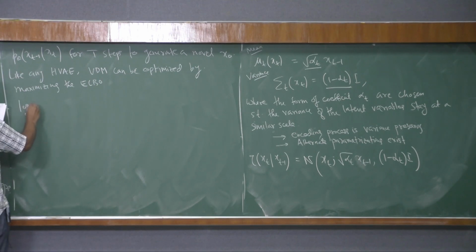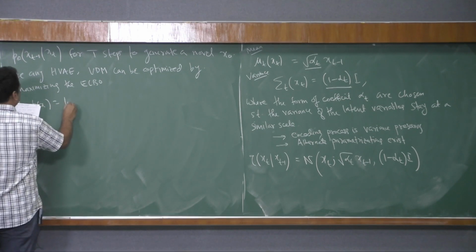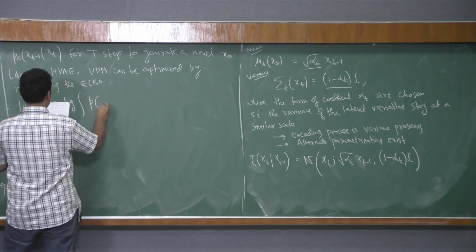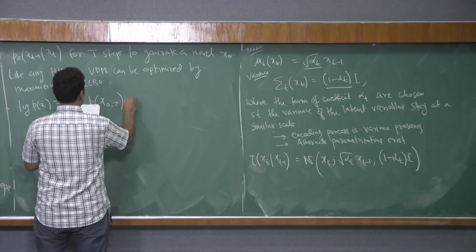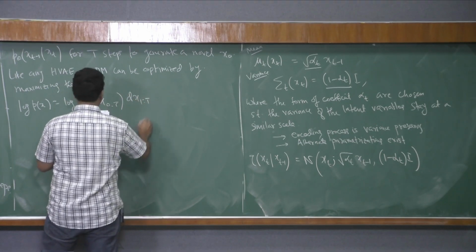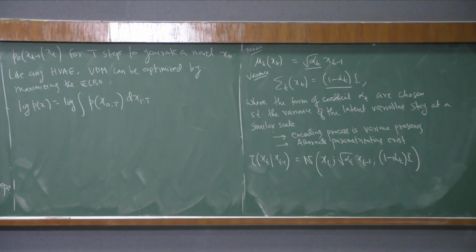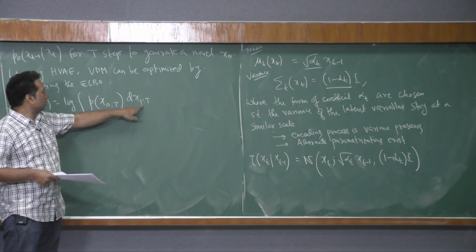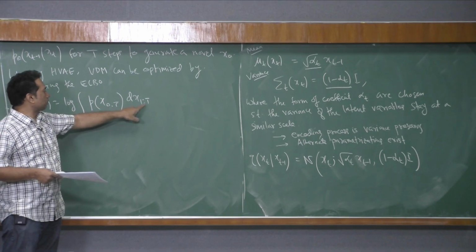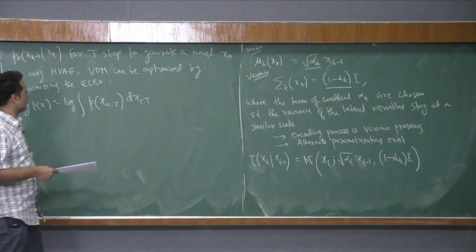So this is log of p(x), which is log of p of x 0 to t, dx 1 to t. So we start from the same step that we did for hierarchical VAE. We start with the log. We are trying to marginalize. Remember that we are marginalizing over the latent, which starts from 1 to t, and x0 is the original.